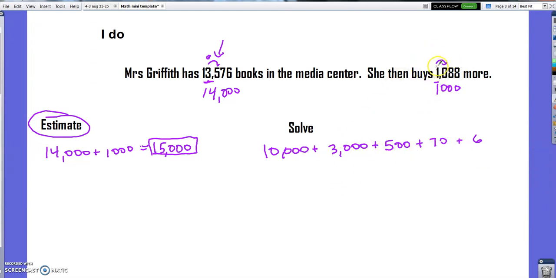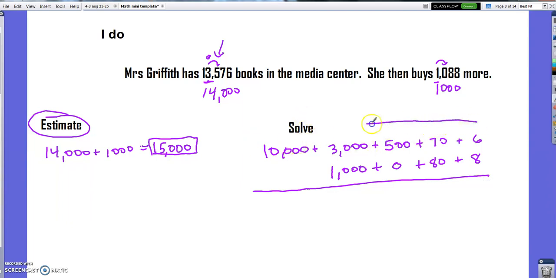So, for instance, this 1 is in the thousands place. So I'm going to line that up with the thousands place of this number. That's in the thousands place, that's in the thousands place. I don't have any hundreds, so I'll zero the hundreds. I've got 80 tens, and I've got 8 ones. And so now I'm just going to add all of these places together in reverse from ones back to 10,000s.